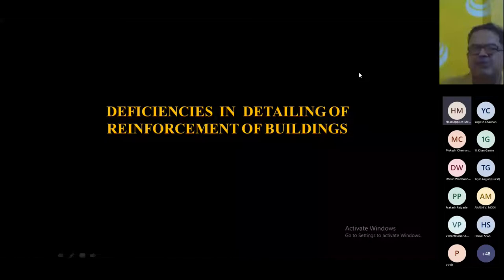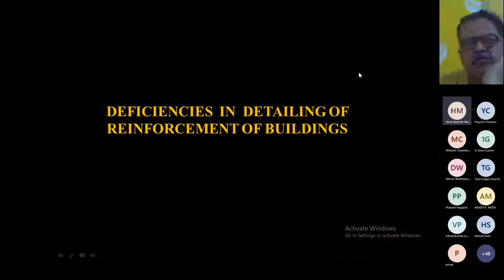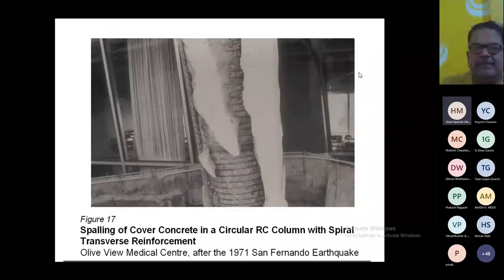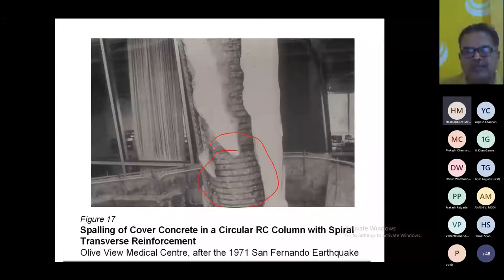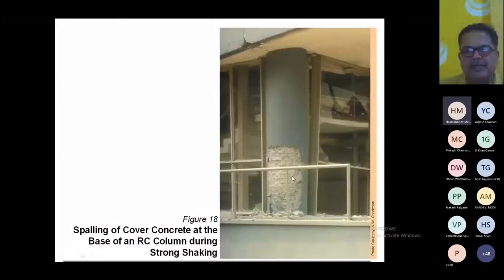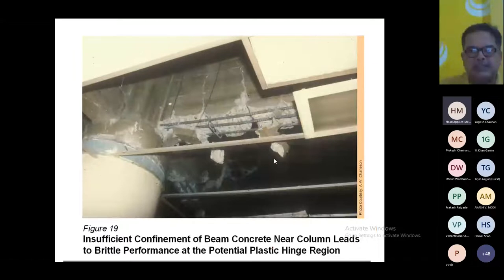Because during the earthquake, we have seen lots of failure because of the poor detailing. We will see this. Now here you can see the spalling of the concrete which has taken place. This is the beam bars, and there is insufficient confinement here. Then we will observe the damage here.